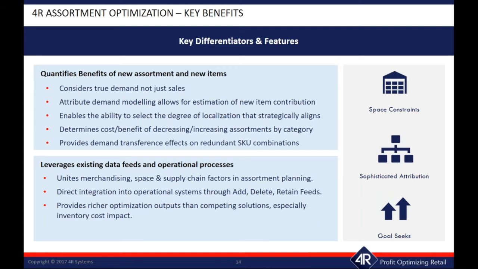The cost benefit of increasing the assortments here is also important. Many times you can look at it and say, here's my existing assortment, here's a proposed assortment, look at proposed demand, and determine whether or not it makes sense for you to actually do that change. Demand transference effects are inside of this so that you could look at redundant SKU combinations in terms of redundant attributes that are being offered.